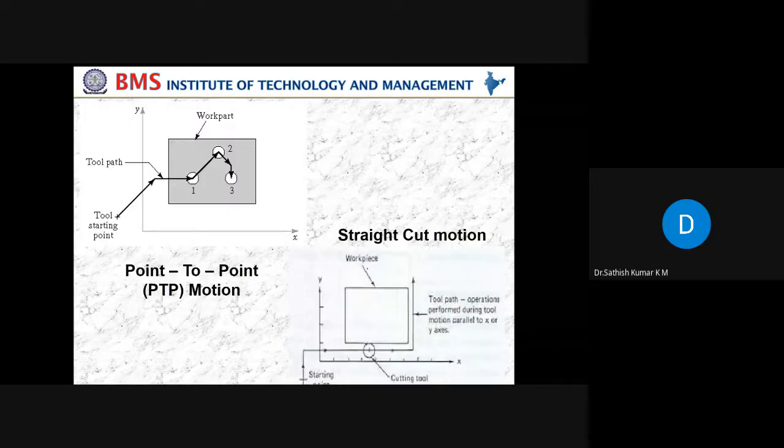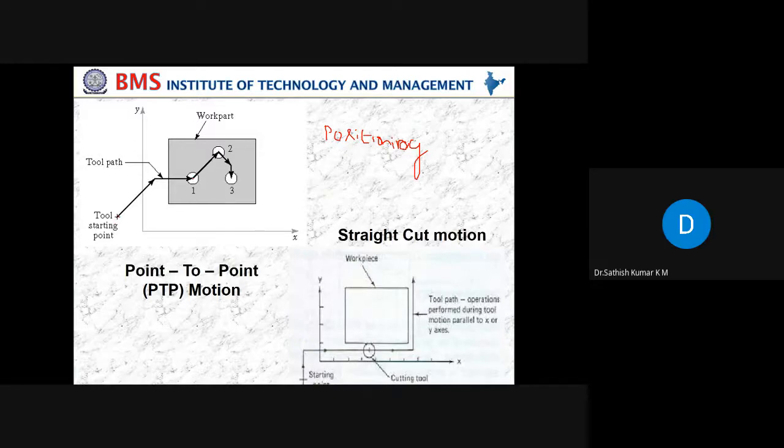Right. The first one is your PTP motion. PTP motion is also called the positioning system. Now understand carefully. PTP motion is what is called a positioning system. What is it that you are doing? The tool is going to position at a particular location.